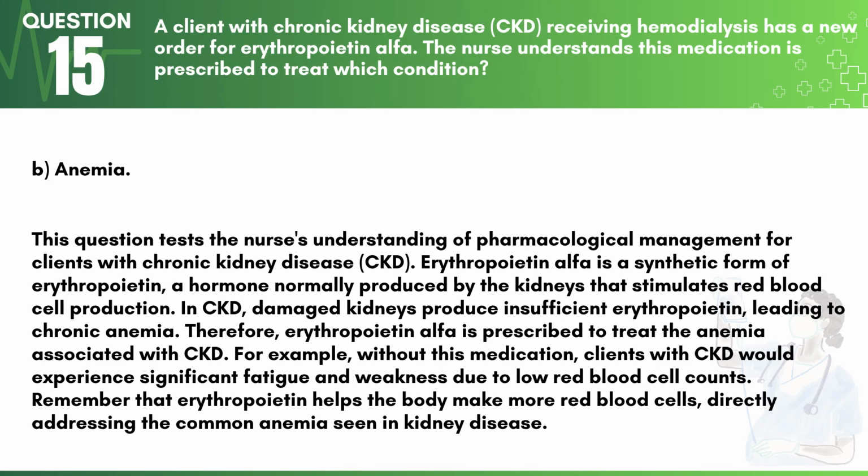Answer: B. Anemia. This question tests the nurse's understanding of pharmacological management for clients with chronic kidney disease, CKD. Erythropoietin alpha is a synthetic form of erythropoietin, a hormone normally produced by the kidneys that stimulates red blood cell production. In CKD, damaged kidneys produce insufficient erythropoietin, leading to chronic anemia. Therefore, erythropoietin alpha is prescribed to treat the anemia associated with CKD.